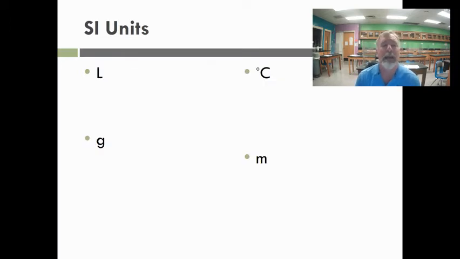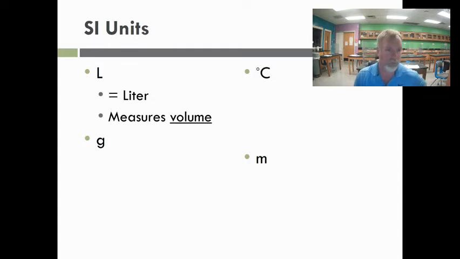So let's talk about the base units. What do I mean by that? Our base units are the base things. What kinds of things can we measure? I'm going to start off with one. Our abbreviation for it is L. L is short for liter. Hopefully you have heard of that before. What's a liter? It measures volume, how much space something takes up.